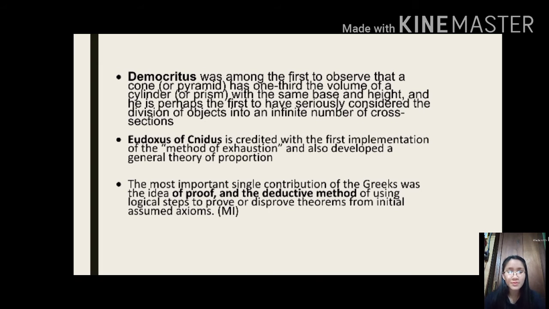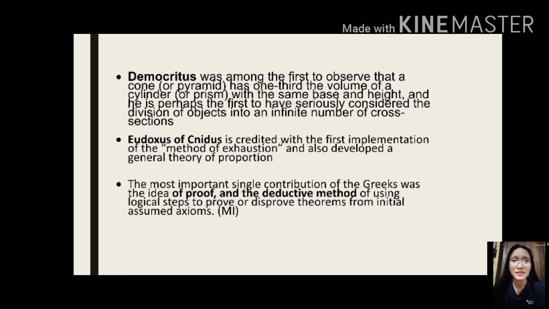Democritus was among the first to observe that a cone has 1/3 the volume of a cylinder with the same base and height, and he is perhaps the first to have seriously considered the division of objects into an infinite number of cross-sections. Eudoxus of Cnidos is usually credited with the first implementation of the method of exhaustion. He used this method to calculate the volume of a pyramid and cone, and it was later developed by Archimedes.